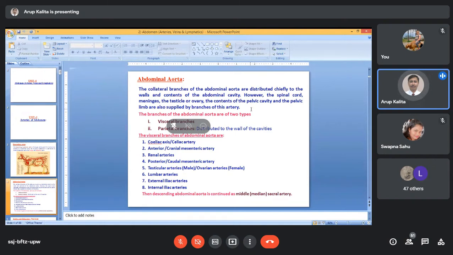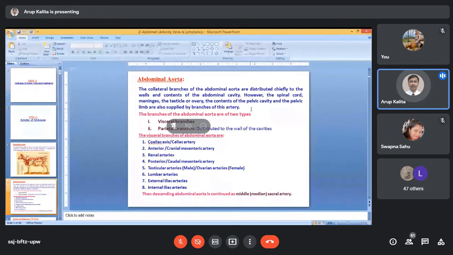It will give branches to the meninges, to the spinal cord, even some of the organs present in the pelvic cavity. As you know, in the pelvic cavity the first 1/3 is peritoneal, the caudal 2/3 is retroperitoneal, that means outside the abdominal cavity. So even so, it will supply branches to the pelvic cavity.